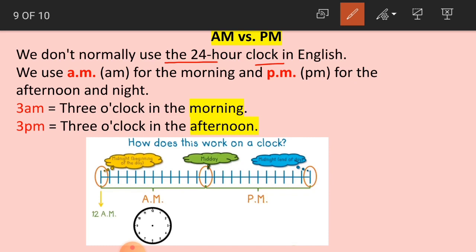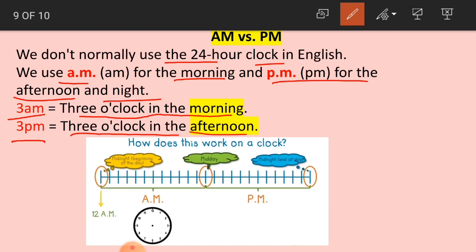Okay, so we use AM for the morning and PM for the afternoon and night. AM is for the morning and PM is for the afternoon and night. Suppose 3 AM. 3 AM is what, children? 3 o'clock in the morning, that is very early morning, 3 AM. If it is 3 PM, it is 3 o'clock in the afternoon, after we finish our lunch and all that. So 3 PM is in the afternoon.